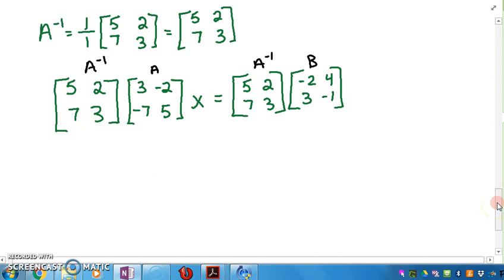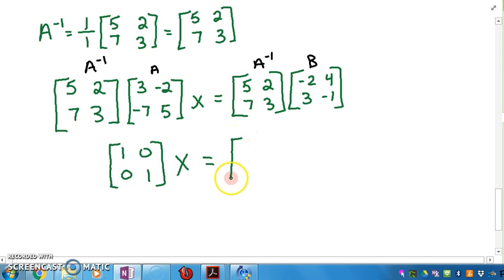And so here, A inverse times A. Well, A inverse times A should give us the identity matrix. And if you want to double check my math, go ahead and do the matrix multiplication there to check that out. So the identity matrix times X is now equal to A inverse times B.